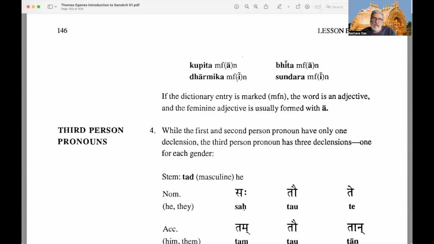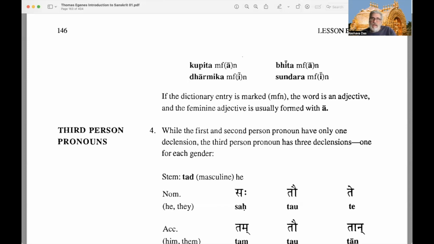So what it's saying here is that if you're describing a feminine noun with this adjective, kupita or bhita, use long A endings. But if you're describing a feminine noun, it doesn't matter what that noun ends in, with the adjective dharmika or sundara, then you should properly use long I ending formations. But we won't learn those until lesson 13. So stay tuned for that.